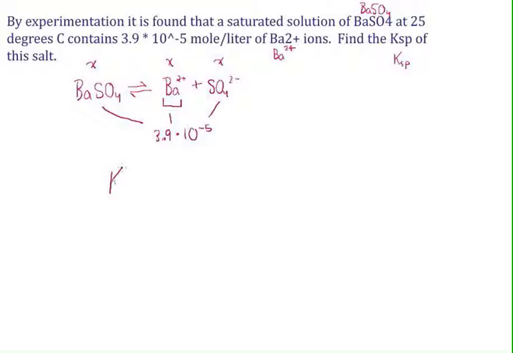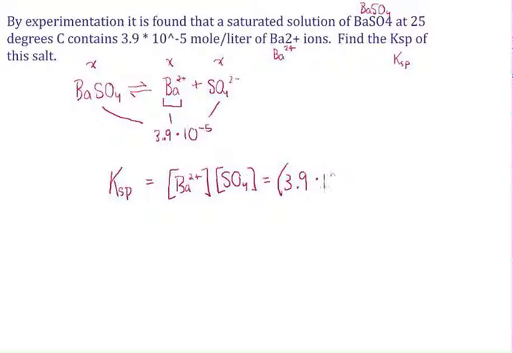So again, if we just set up our solubility constant, that would be equal to the concentration of my barium times the concentration of my sulfate. And we also happen to know both of those concentrations. We know that they are both 3.9 times 10 to the negative 5. Woohoo!